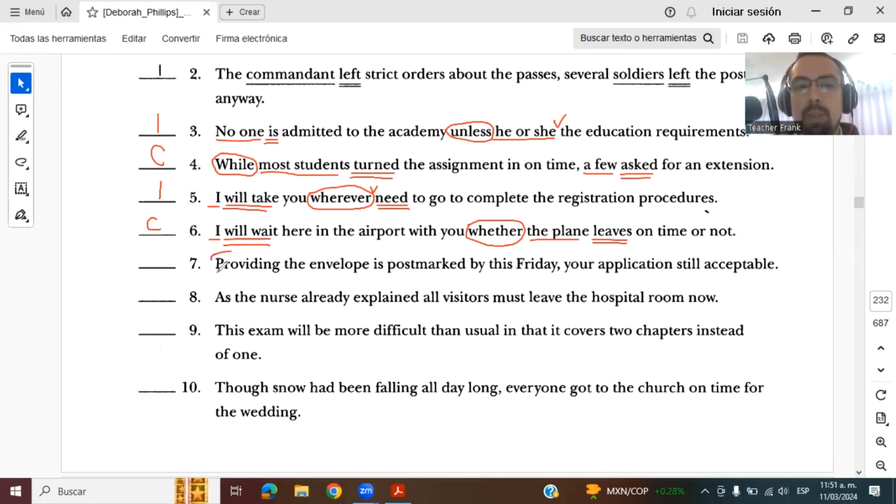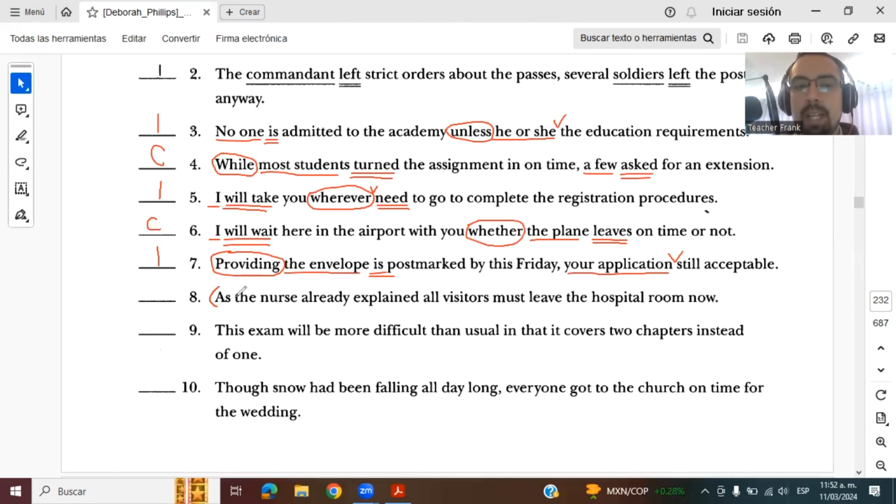Number 7, providing the envelope is postmarked by this Friday, your application is still acceptable. Providing, like we saw with provided, is a connector. This goes in the beginning or in the middle. Is postmarked, who or what is postmarked? The envelope. Your application is probably the second subject, but here we have a problem. We don't have a verb for your application. So it's going to be incorrect. Number 7 is incorrect because we have a missing verb.